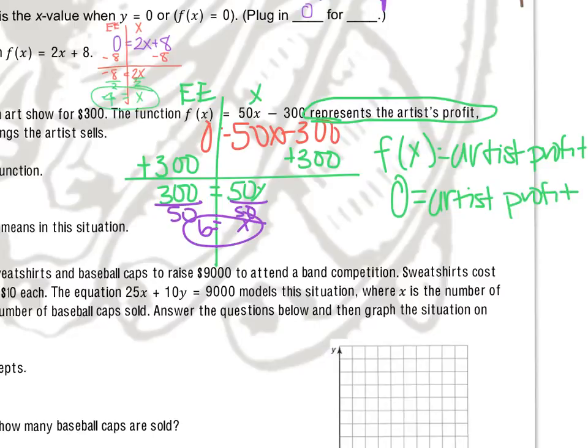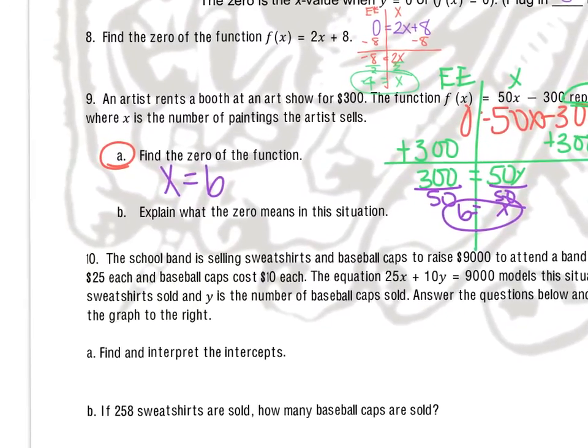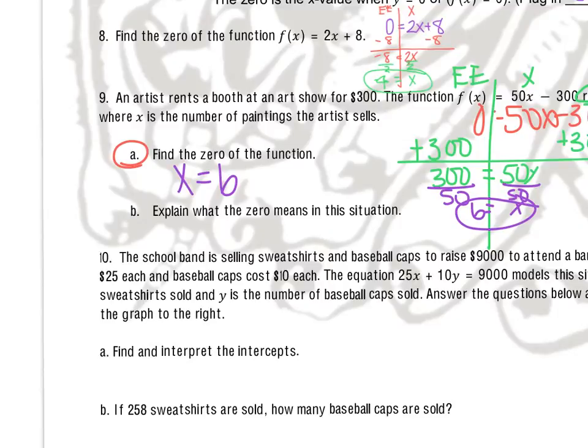And what that translates into is saying that at 6 pieces of artwork or 6 paintings that they're selling, they've made 0 money. That's called their break-even point, because that's the point where he's paid back everything he's put in. He's paid back his $300 that he had to pay to rent the booth, and he's broke even now.